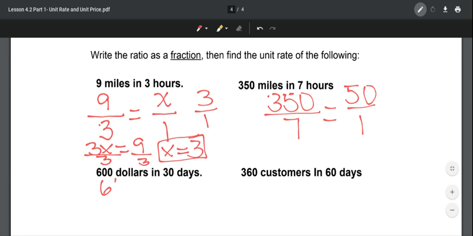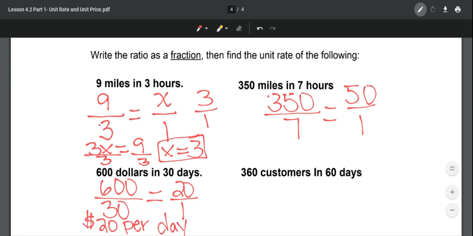In the next one, $600 in 30 days, we can reduce 600 over 30 so that it becomes 20 over 1, representing $20 per day.